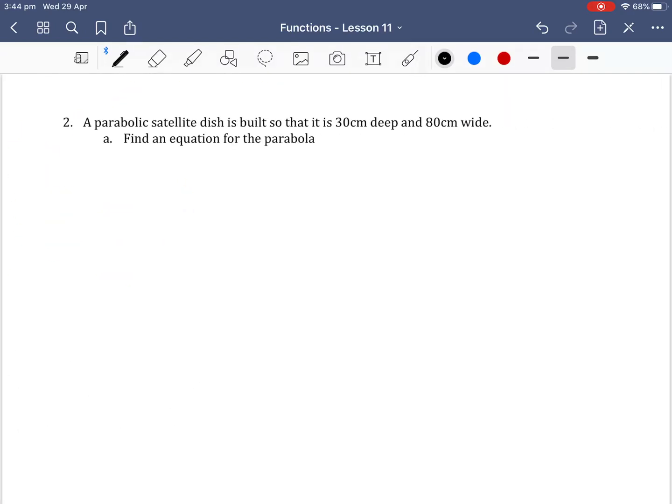Moving on to example 2, we have a parabolic satellite dish that is built so that it's 30 centimeters deep and 80 centimeters wide. We want to find the equation for the parabola. In order to do this, we're going to first sketch it to see what it would look like. So we have a parabola that is 80 centimeters wide and 30 centimeters deep. It doesn't say whether our satellite dish is facing concave up or concave down. For the sake of this, I'm just going to do concave down.